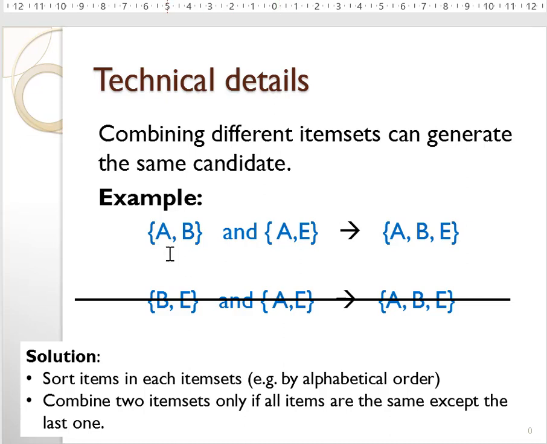If you sort the items and you combine them, if all the items are the same except the last one, you will never generate the same item set twice. So this is very important if you do programming for this algorithm.